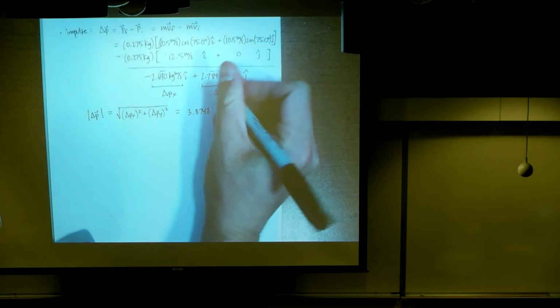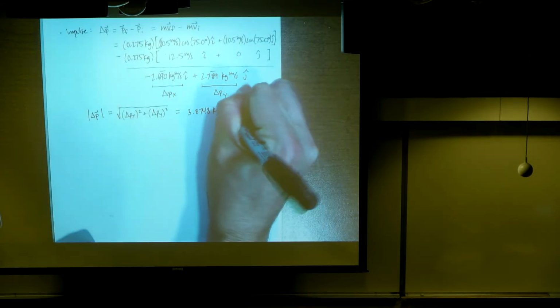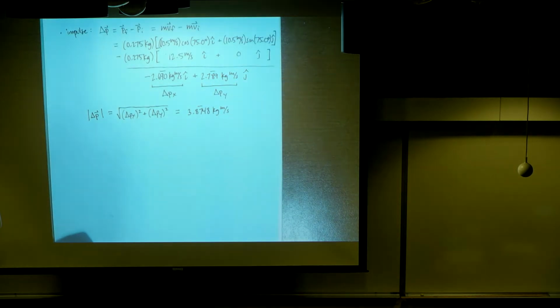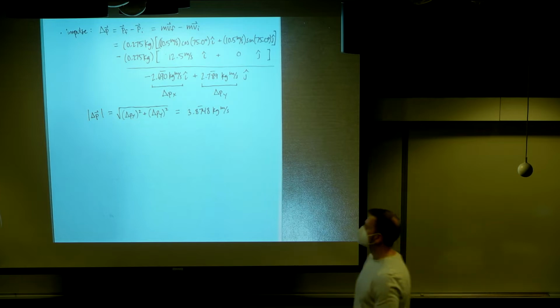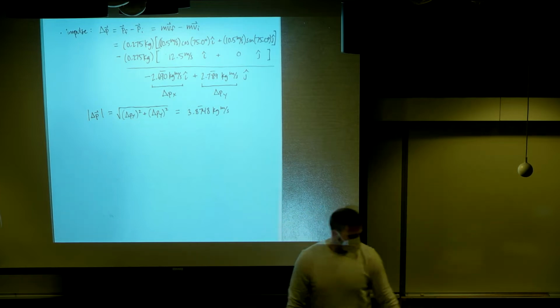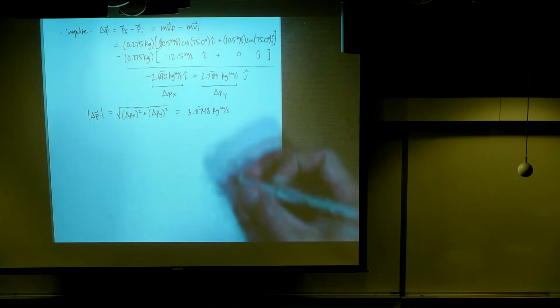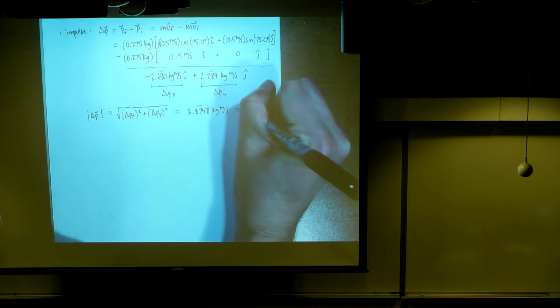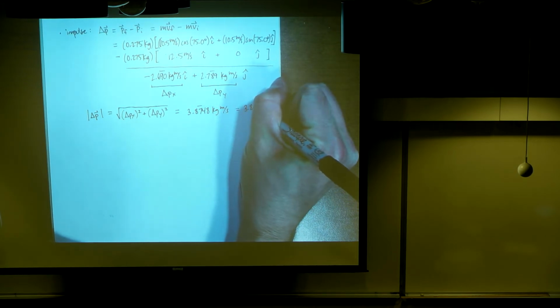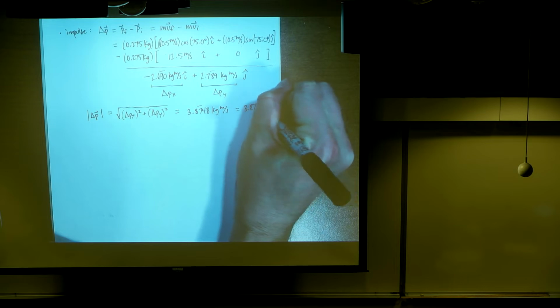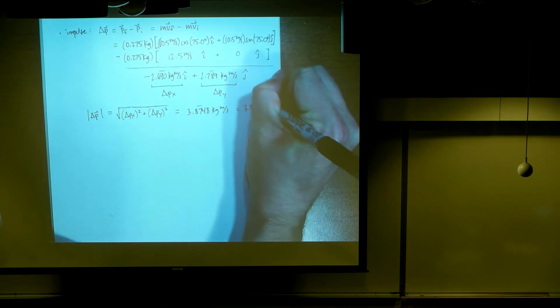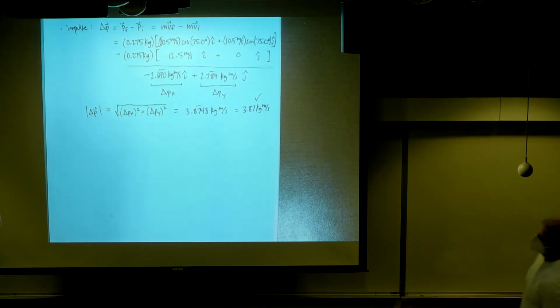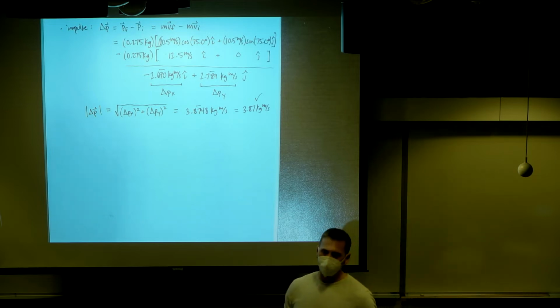And what you're going to find is that it comes out to 3.8748 kilograms meters per second, but we'll want to keep just 3 sig figs on that if we're keeping track of our sig figs. So I'd write the answer as 3.87 kilograms meters per second. So that's the size of our change in momentum. That's the magnitude of it.